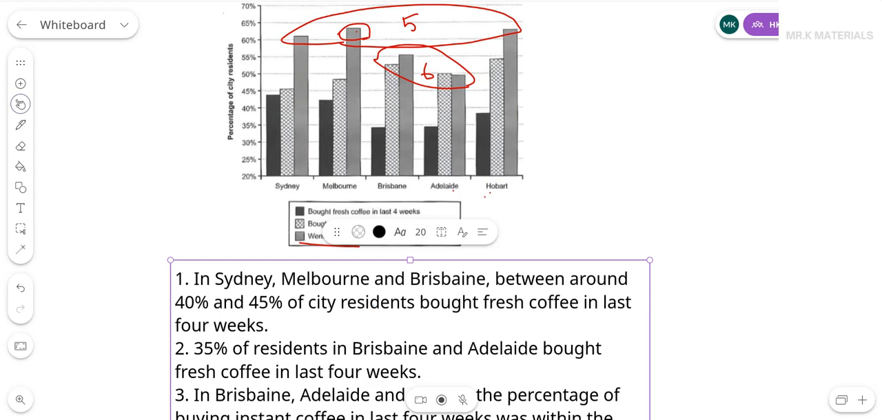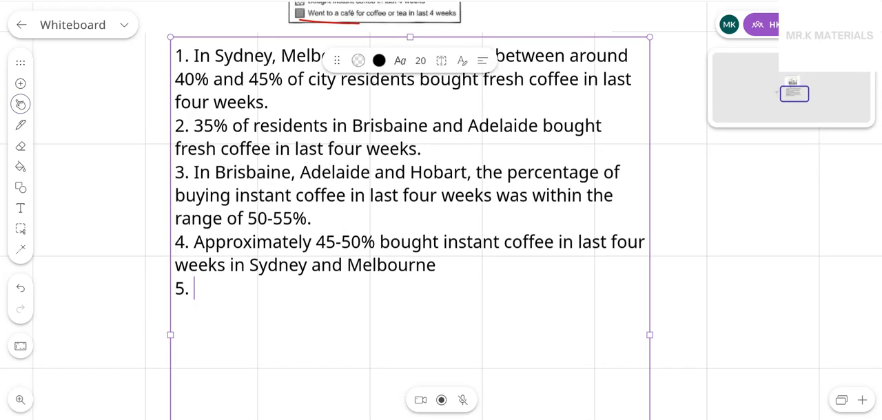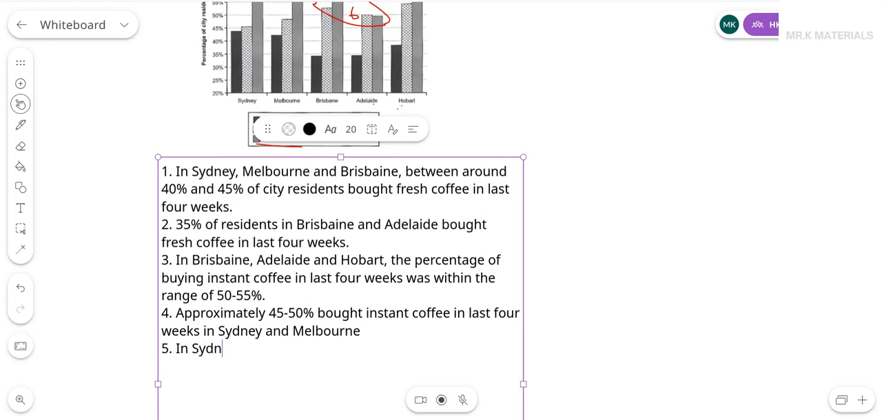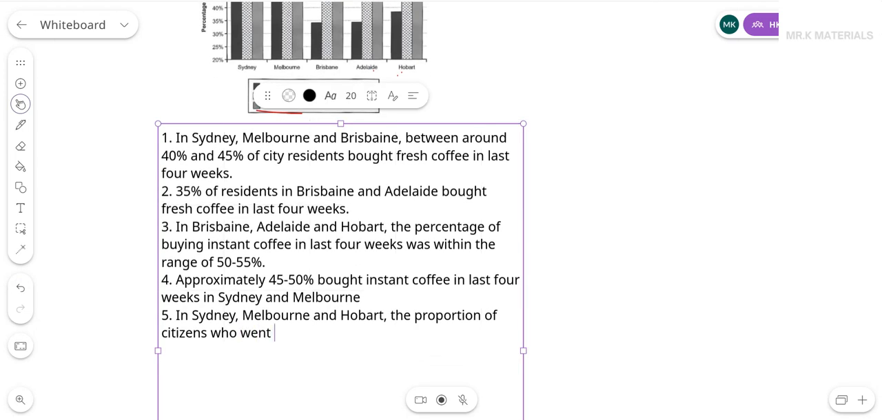So I say in Sydney, Melbourne, and Hobart. In Sydney, so I'll put the location first, Melbourne and Hobart, the percentage or the proportion of citizens who did what? Who went to a cafe for tea or coffee in the last 4 weeks was about 60%. So done. All right, sixth key feature.